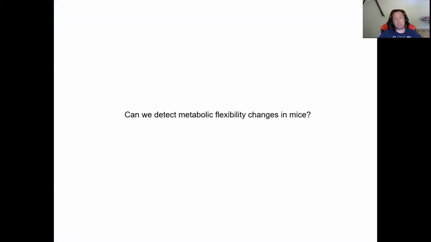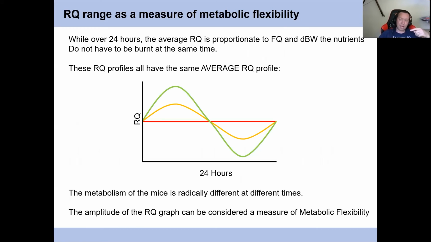Okay, so can we translate all of this stuff from humans, which is done with these AV differences, which are, I would argue, virtually, if not actually impossible in a mouse? Can we detect these changes in animals? And so what I would argue is because mice have this huge range of respiratory quotient, so in a healthy one from 1.1, perhaps up here, down to 0.74, we can just use the amplitude of their free-living respiratory quotient as a measure of metabolic flexibility, okay? And because we're feeding them the same diet and we've got a lot of other control things, I think this will work quite well.